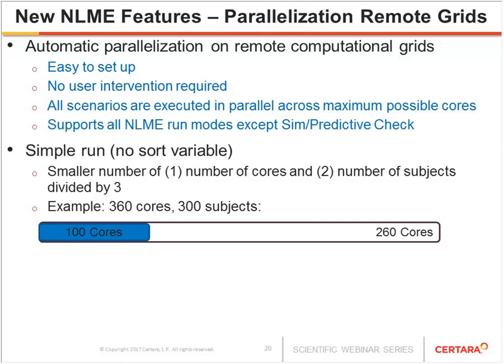Essentially, it's going to take the smaller number of either the number of cores or the number of subjects in your model divided by 3. So if you had a 360 core grid and a data set with 300 subjects, it would divide 300 subjects by 3 to get 100, and that's less than your 360 cores. So it would parallelize that estimation run across 100 cores.